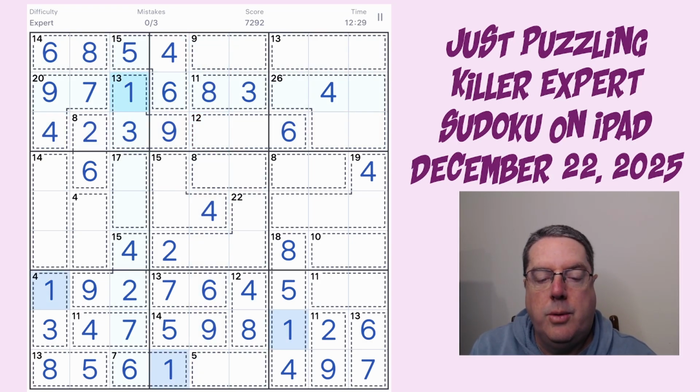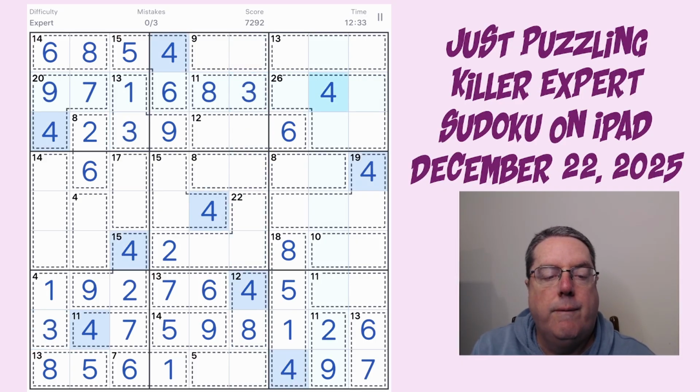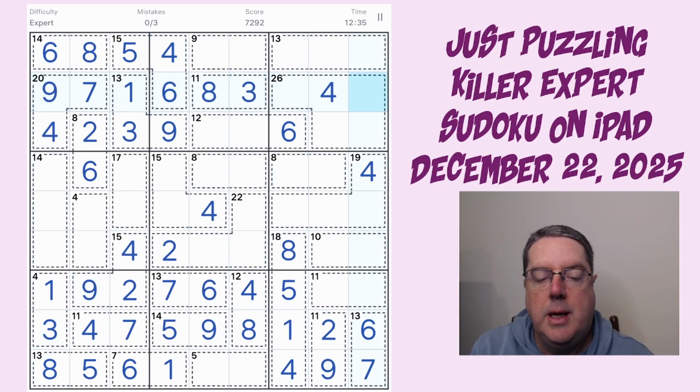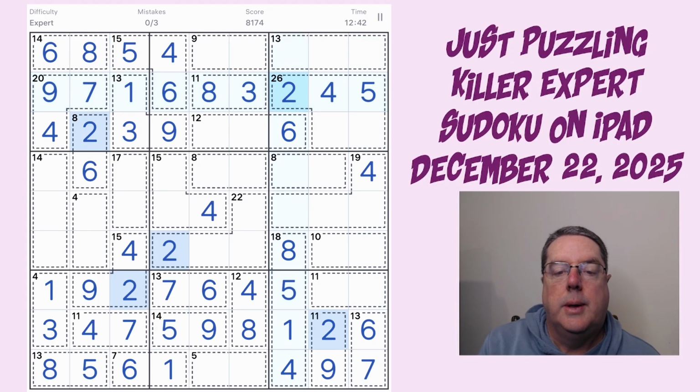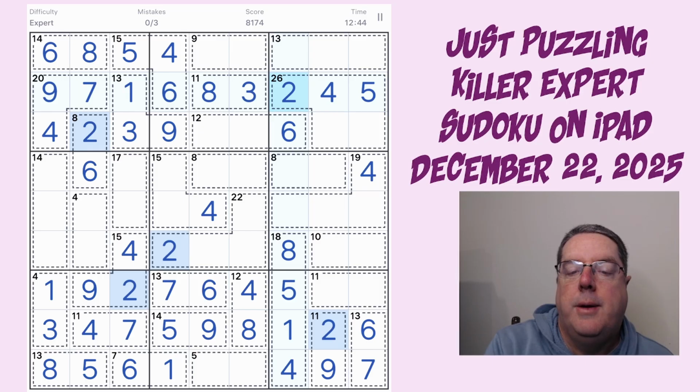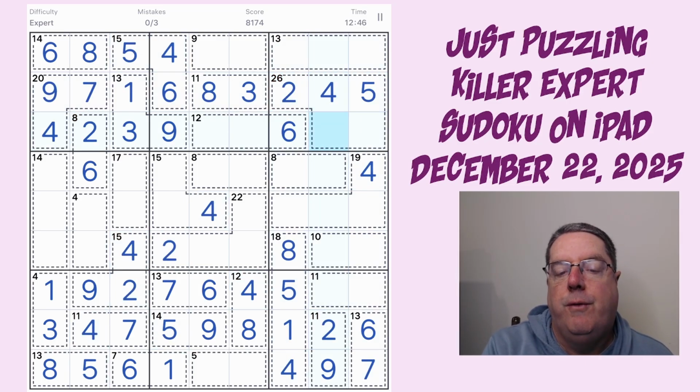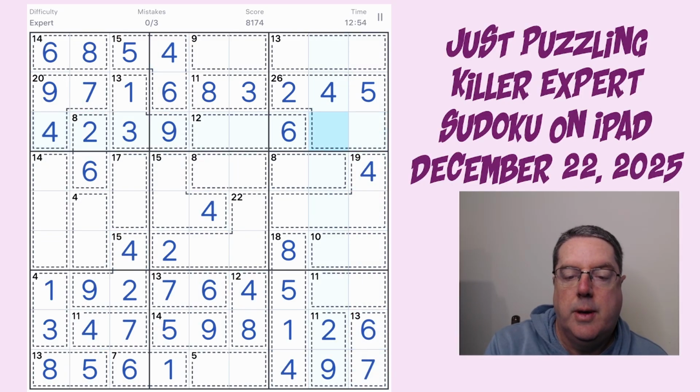But 1, 2, 3, 4, 5. So 2 and 5 here. 5 can't be there. So that's a 5 there, leaving this to be a 2. That adds up to 11. So I've got 15 to go. So that's going to be 8 and 7 there. 7 can't be here. So that's a 7 there, leaving this to be the 8.